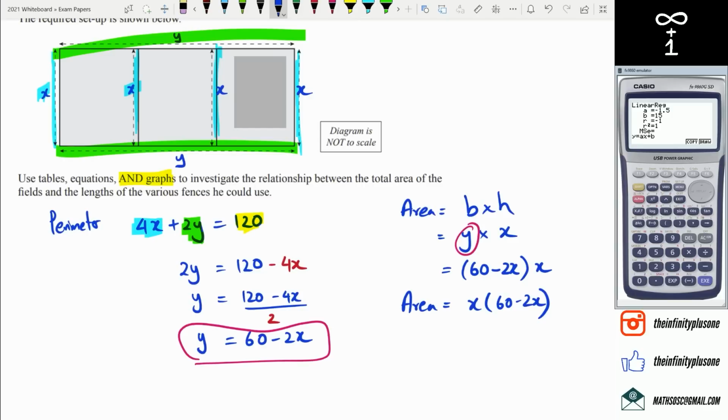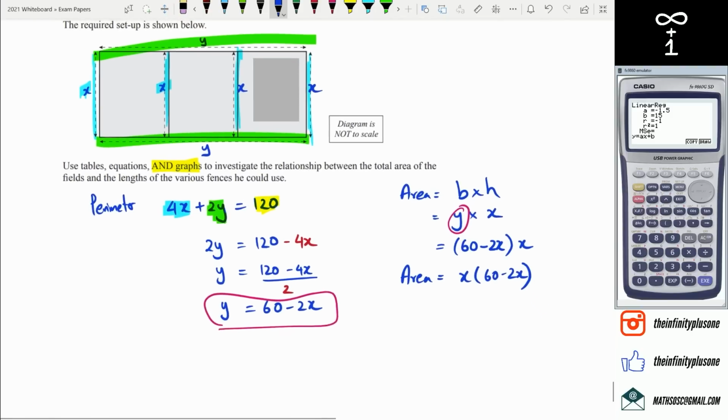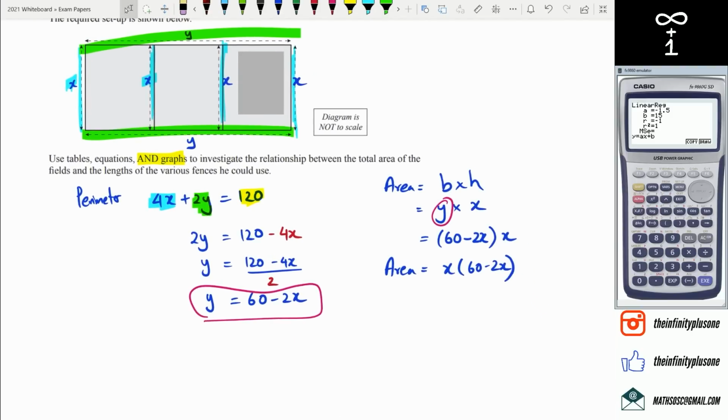What we can do is draw this as a graph, but of course, if we're going to draw this as a graph, we're going to need some points. And I guess this is where your algebra from MCAT comes in handy, because when we expand this, we're going to get 60x minus 2x squared. Now, this is a negative parabola because it's negative 2x squared. We know the shape of the parabola is going to look like this.